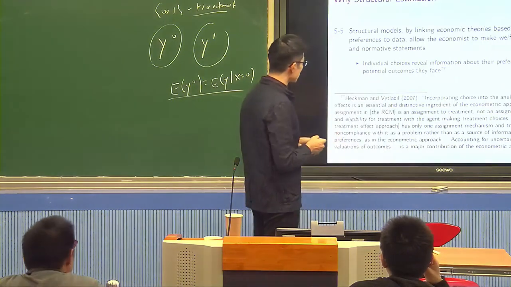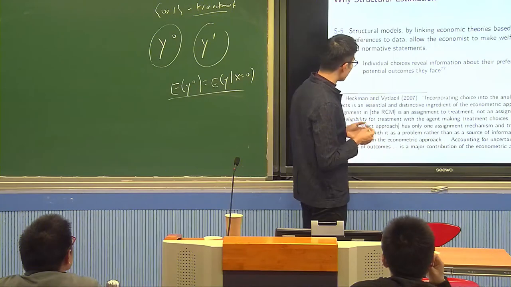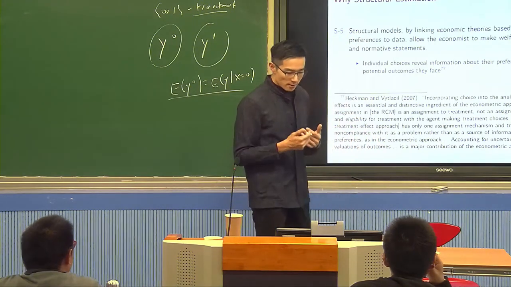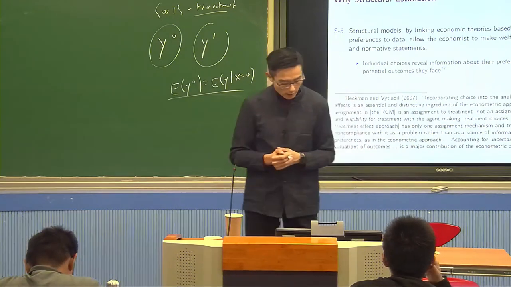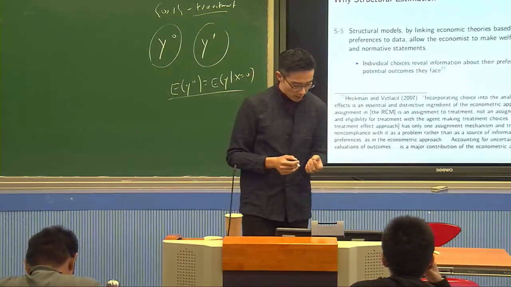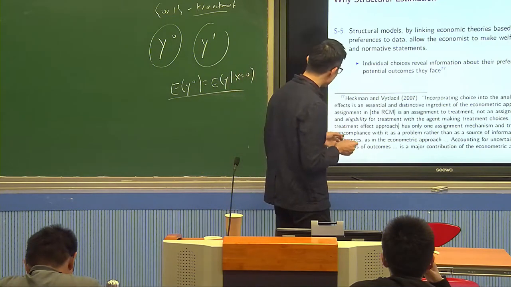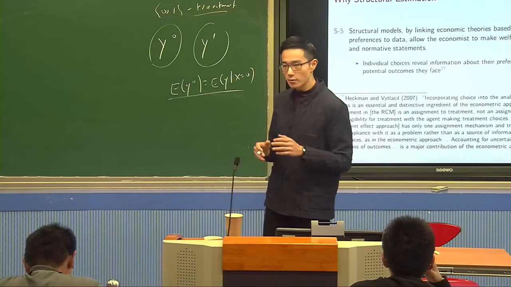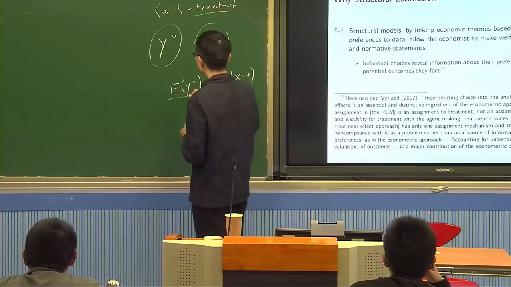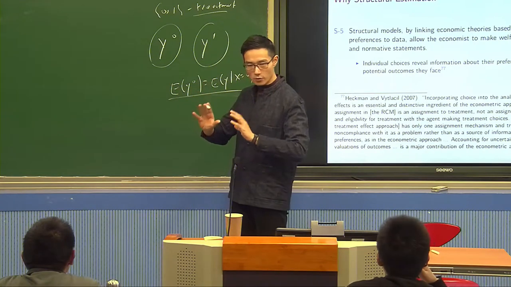So this is what Heckman says, right? He says, and Vytlacil says, incorporating choice into the analysis of treatment effects is an essential and distinctive ingredient of the economic approach. An assignment in the RCM model is an assignment to treatment, not an assignment of incentives and eligibility for treatment with the agent making the treatment choice themselves. So what he's saying here is about using the RCM kind of framework to think about causal inference.